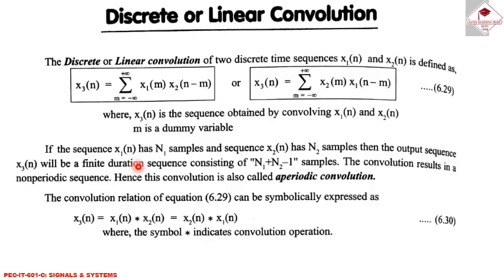If the sequence x1(n) has n1 samples and x2(n) has n2 samples, then x3(n), the output, will be a finite duration sequence consisting of n1 plus n2 minus 1 samples. The convolution results in a non-periodic sequence, which is why it is also known as aperiodic convolution. Symbolically, x3(n) is equal to x1(n) convolved with x2(n), which is equal to x2(n) convolved with x1(n). The star symbol indicates the convolution operation.